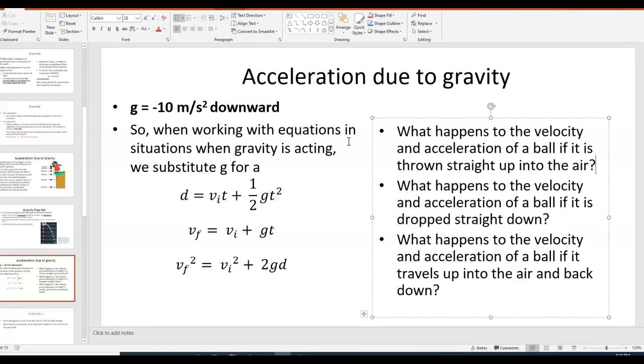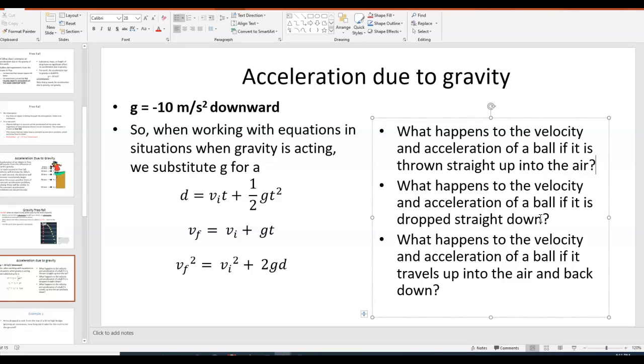it's going to go up, but it's going to slow down. It's going to go slower and slower and slower, and eventually at the highest point, it's going to stop moving, and then it's going to turn back around and fall back down towards you. Okay, so the velocity definitely does change, but the acceleration does not. Same thing when you drop a ball.